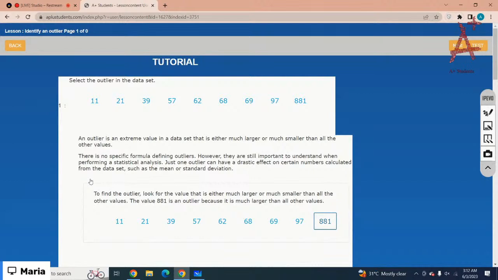Got it? There is no specific formula defining outliers. However, they are still important to understand when performing a statistical analysis. Just one outlier can have a drastic effect on certain numbers calculated from the dataset, such as the mean or standard deviation. Like you can see in the given data, all the numbers are in between 100, but you have 881. It's a big value, much larger than the other values. So that would be the outlier. Got it?